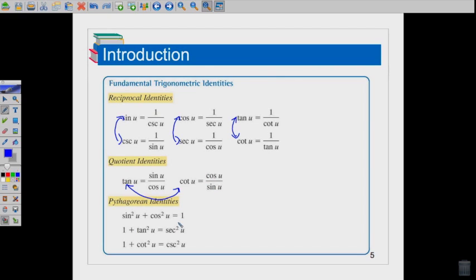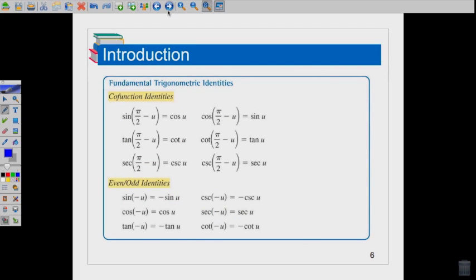Our last set of identities are the Pythagorean identities. They come directly from a squared plus b squared equals c squared. Sine squared plus cosine squared equals 1, because the radius of the unit circle is 1. The other two are found simply by dividing the entire equation by cosine squared and by sine squared. That was something I had challenged you to do before, and hopefully some of you have gotten that. Let's see how we can use these to help us when we're looking at trig expressions.